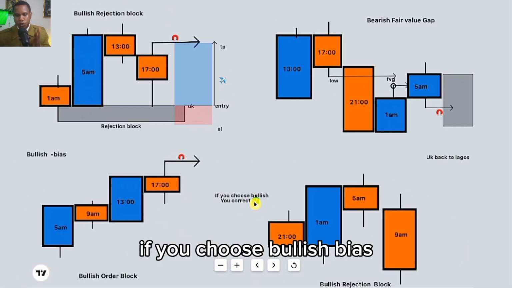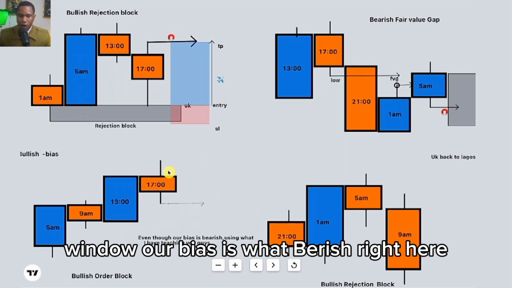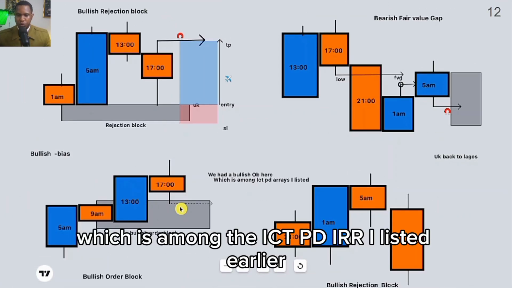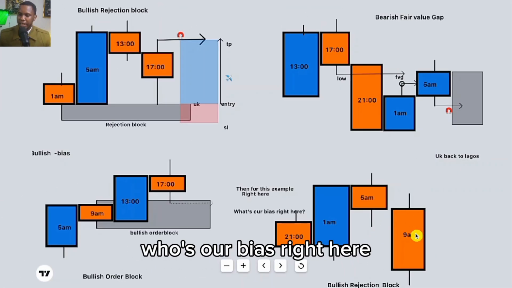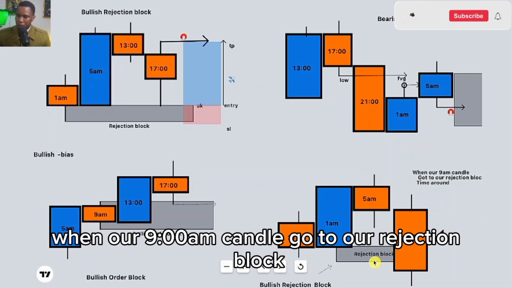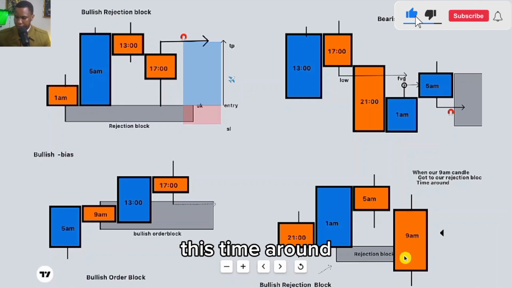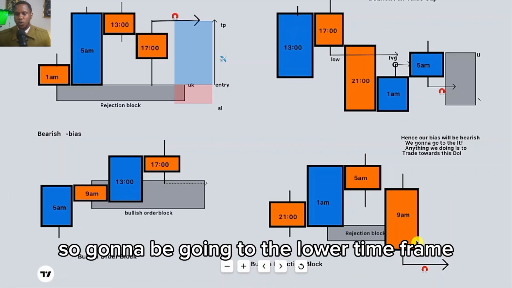If you chose bullish bias, you are correct. Why? Even though our bias is bearish right here, we had an order block, which is among the ICT PD array I listed earlier. For this example right here, what was our bias? If you picked bullish bias, you are wrong. When our 9 a.m. candle went to our rejection block this time around, it closed below it. Hence our bias will be a bearish one.